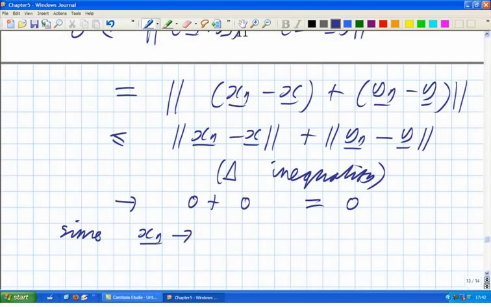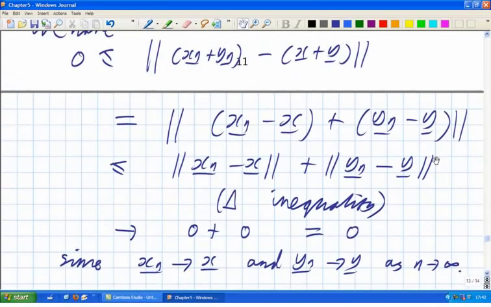Since xn tends to x and yn tends to y as n tends to infinity, and implicitly using the algebra of limits in R as well. So what do we do? Let's just pull that back. The sequence we're interested in lies between zero, which you can think of as a constant sequence zero, and another sequence that's tending to zero. So you're sandwiched between two sequences that converge to zero, and by the sandwich rule, that tells you that you converge to zero as well.